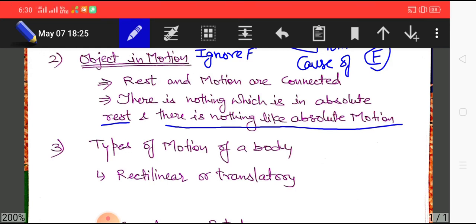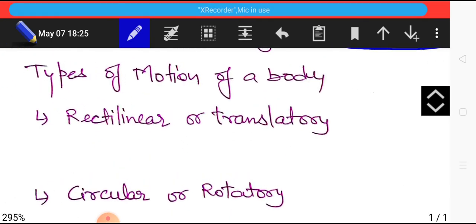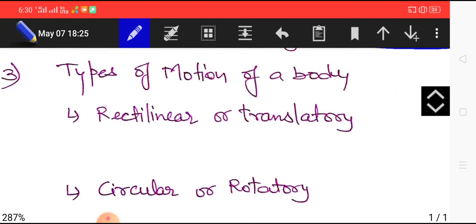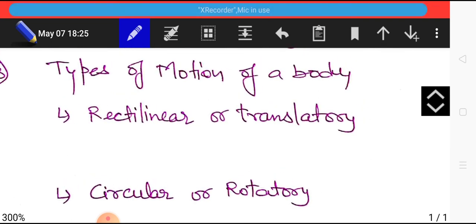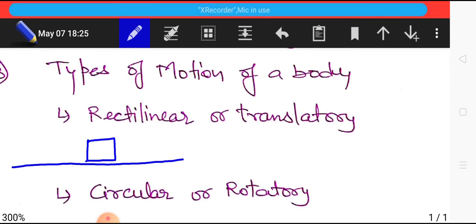There is nothing like absolute rest or absolute motion. And then we have types of motion. So first we have rectilinear or translatory motion. Rectilinear or translatory motion is when an object moves in a straight line.